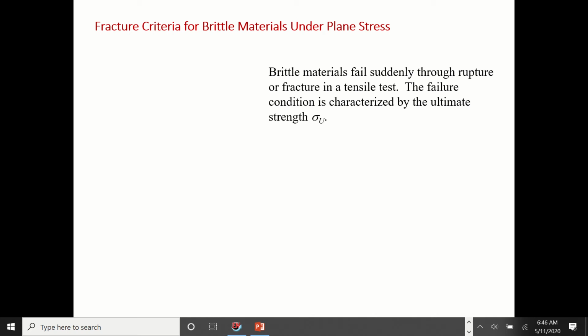In the ductile material, the failure is characterized by the yield strength, but in the brittle material, there is no yielding, so the material ruptures suddenly. The fracture is different from the ductile material in which necking occurs, but in the brittle material there is no such necking, and it occurs immediately. So brittle material fails suddenly through rupture or fracture in a tensile test.